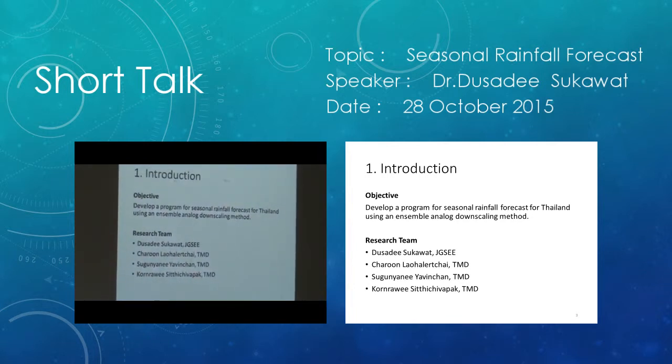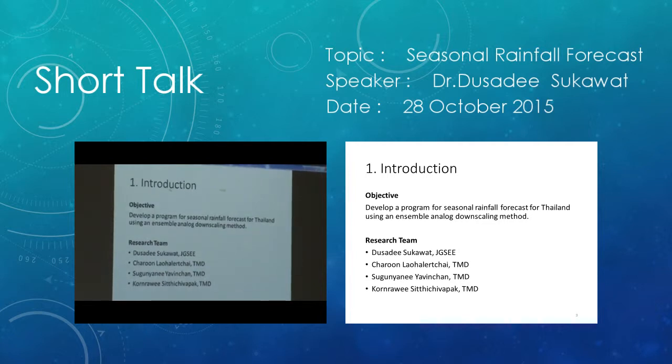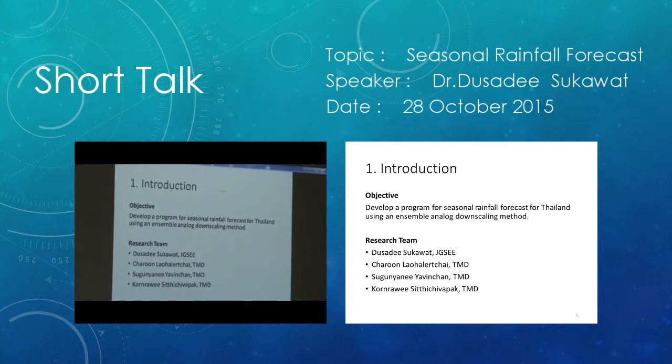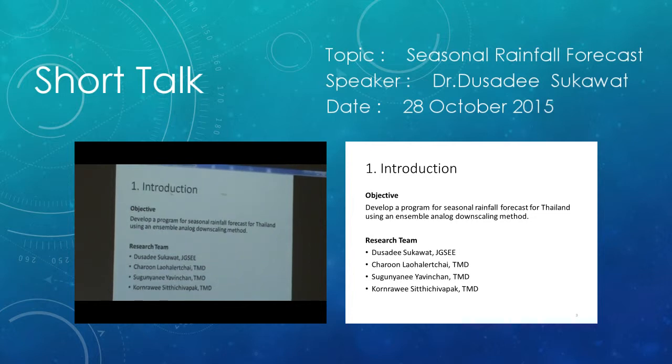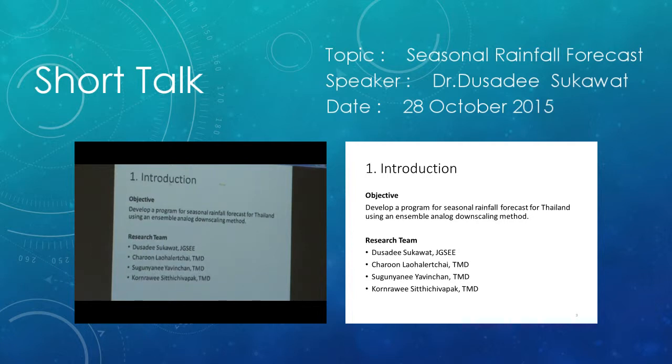The technique that I use is called downscaling. But there are so many methods for downscaling. What I use is called analog downscaling. And if you do the forecast for a very long time, you have a prediction that your forecast will be wrong, because there are infinitely many possibilities to happen in the forecast. You started with one observation or one initial data, you end up with only one forecast.